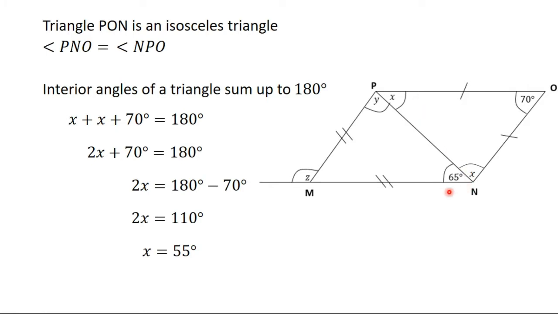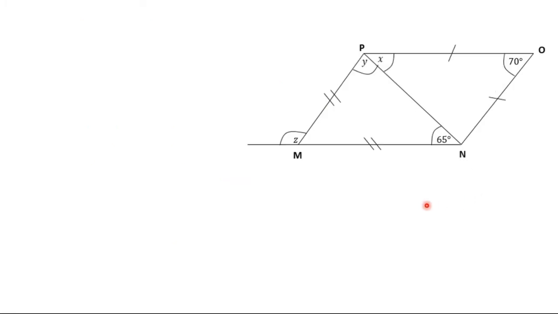Now let's move on to Y. Now consider the triangle PMN. Look at it very well. You can also see that triangle PMN is also an isosceles triangle. We have two bars here, then we also have two bars here, showing that the length of MP and the length of MN are equal.